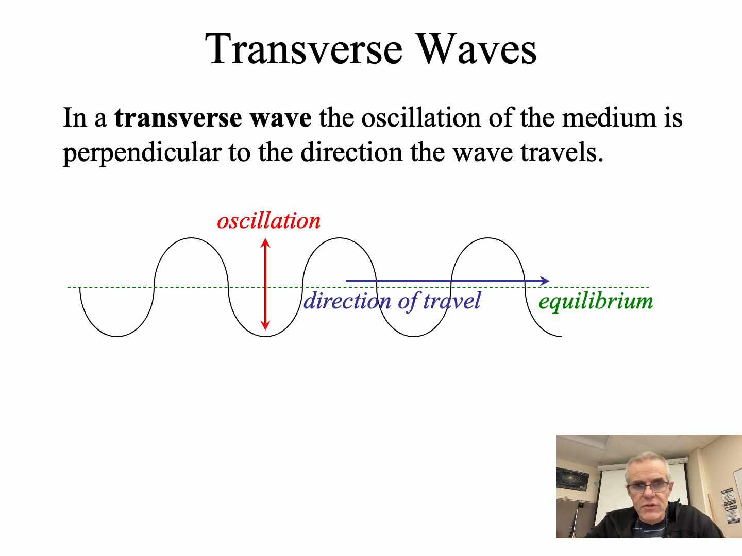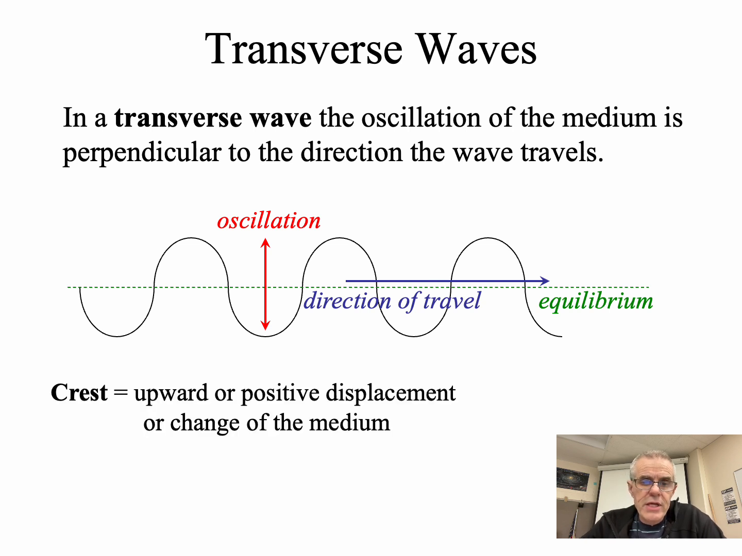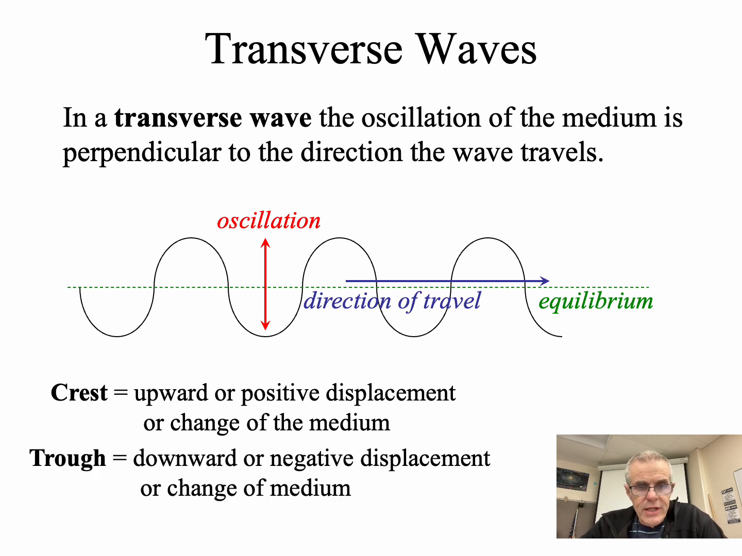We get these humps or these valleys, and scientifically we usually refer to those as crests. A crest would be an upward or positive displacement. It's like the high point of the wave. Or troughs, and that would be a negative or downward displacement. It's like the low point in the wave. So we have crests and troughs whenever we have a transverse wave. And that's another way to think about it. So if it's a transverse wave, it's going to have crests and troughs.